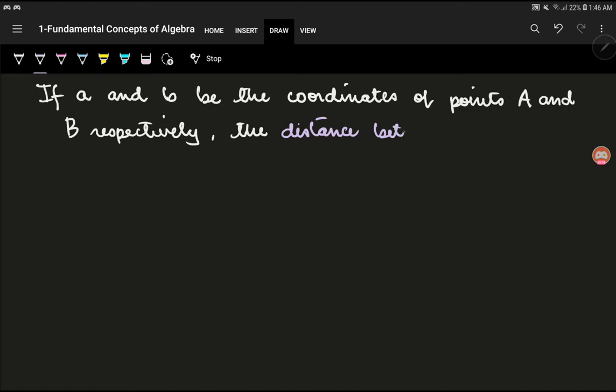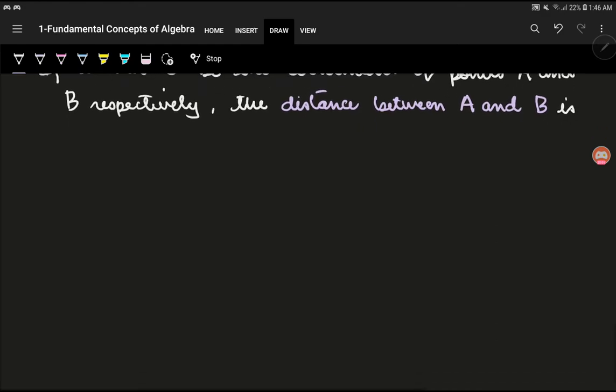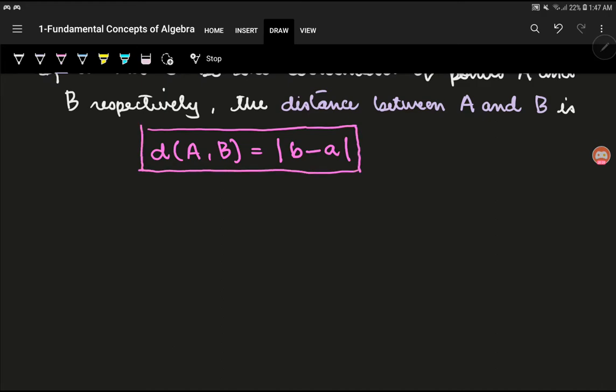The distance between A and B is defined as follows. If small a and small b are the coordinates of points capital A and capital B respectively, we can calculate the distance between point A and point B by the following formula. We have D of capital A capital B, the distance from point A to point B, is defined as the absolute value of small b minus a. So this is how we calculate the distance between A and B on the real number line. We can utilize the definition of absolute value to calculate distance between two points on the real number line.